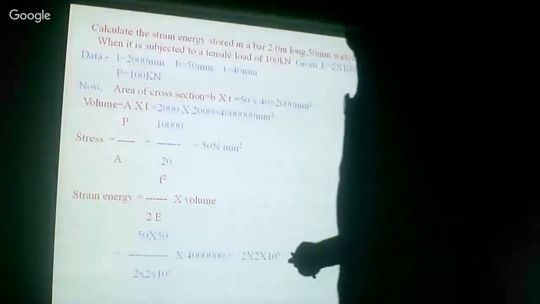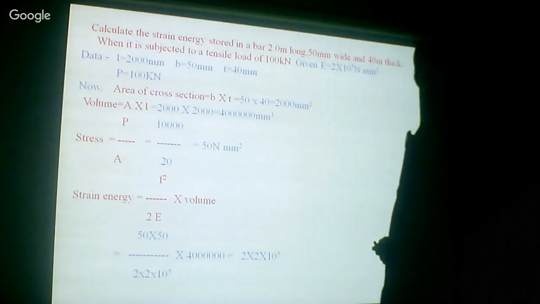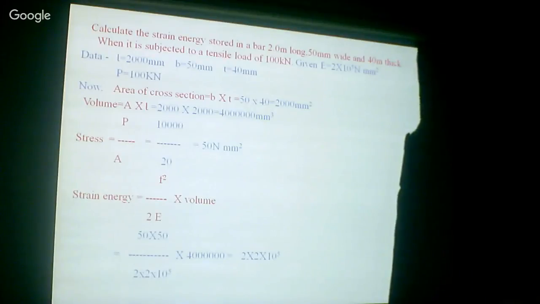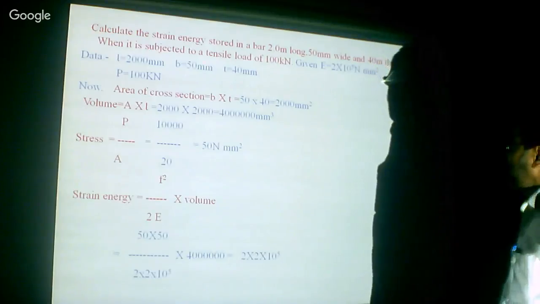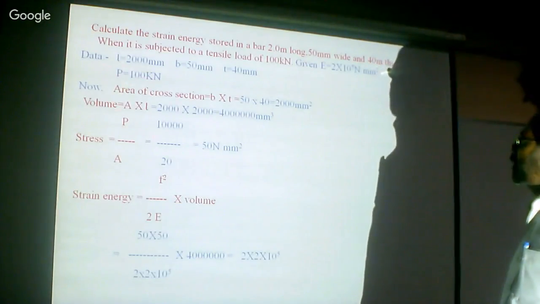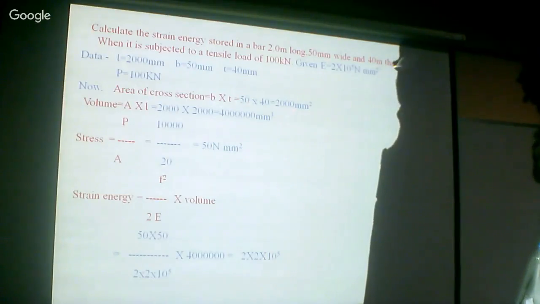Now, for example, they have given one problem. Calculate the strain energy stored in a bar 2 meter long, 50 millimeter wide and 40 mm thick, when it is subjected to a tensile load of 100 kN. Given that Young's modulus is 2 into 10 to the power 5 newtons per millimeter square. Write down the given data. Length of the bar is 2000 millimeter, B is the breadth and T is the thickness of the material. Load applied is 100 kN. Cross section area of the metal bar is B into T, which is 2000 millimeter square.